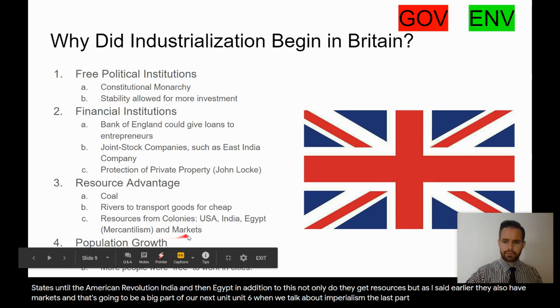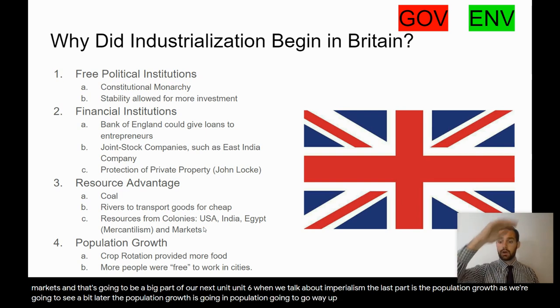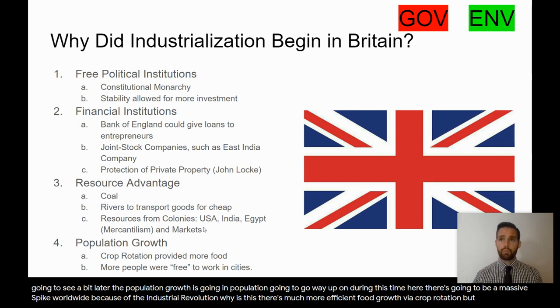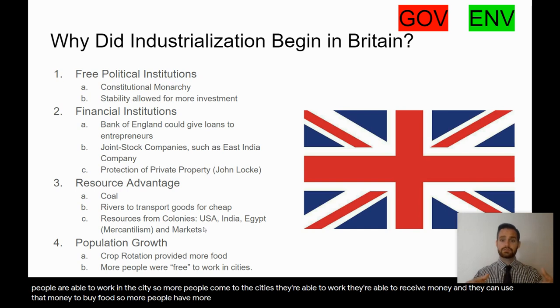The last part is the population growth. As we're going to see a bit later, the population growth is going to go way up during this time period. There's going to be a massive spike worldwide because of the Industrial Revolution. Why is this? There's much more efficient food growth via crop rotation, but also more people are able to work in the city. So more people come to the cities, they're able to work, they're able to receive money, and they can use that money to buy food. So more people have more access to more food, and so more people are going to survive.